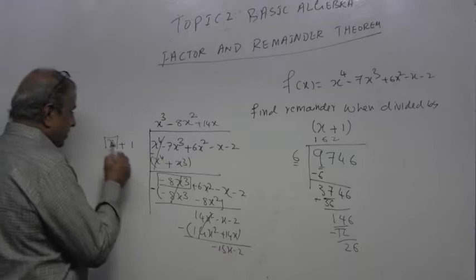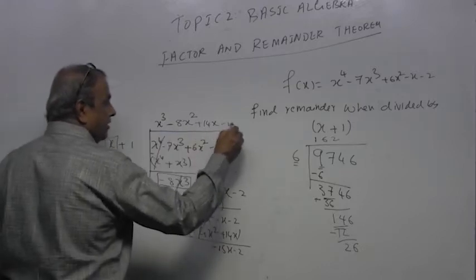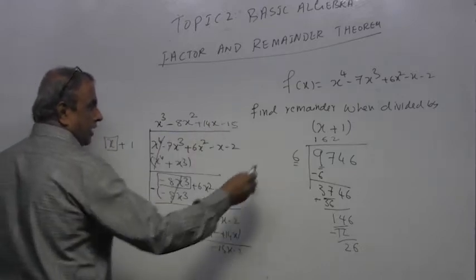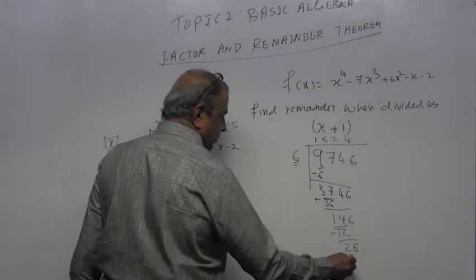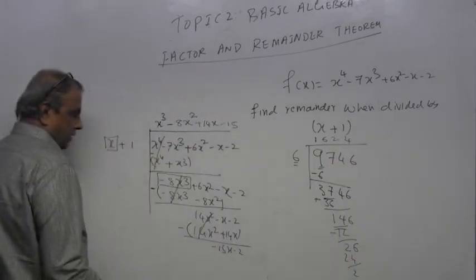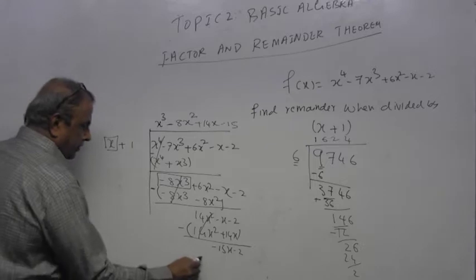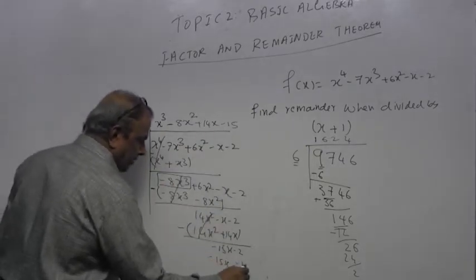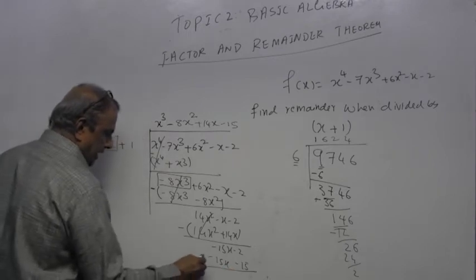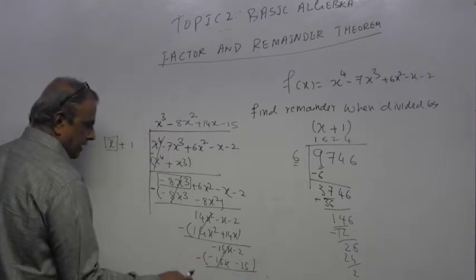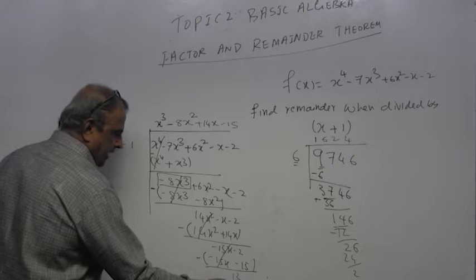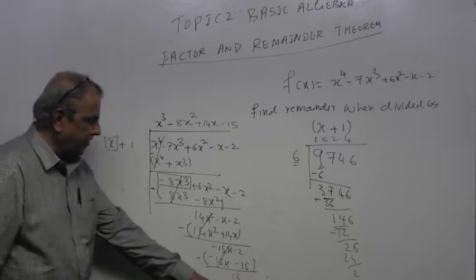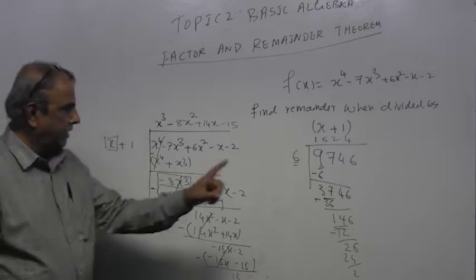Remember, that's an x, that's an x. So I can still divide by 15. So here, 6 4s are 24. The remainder is 2. So x times minus 15 is minus 15x. Minus 15 times 1 is minus 15. Again, take away. They cancel. 15 minus 2 is 13. There is no x. I can't divide further.